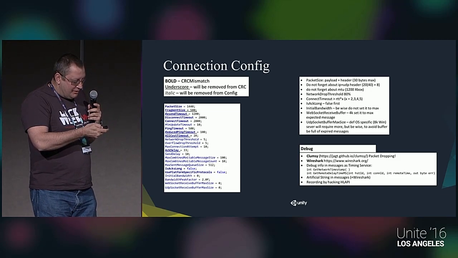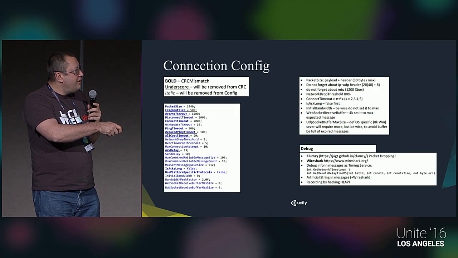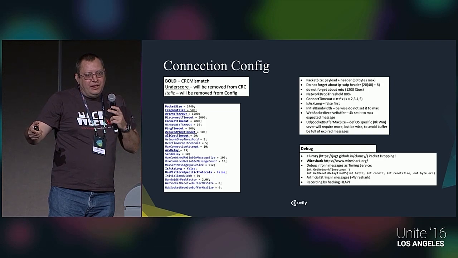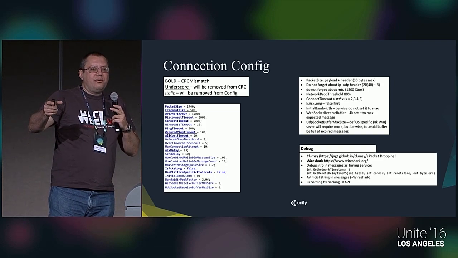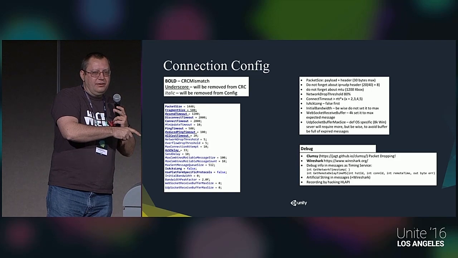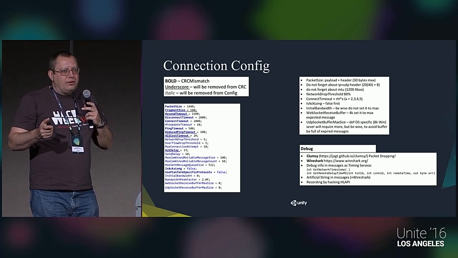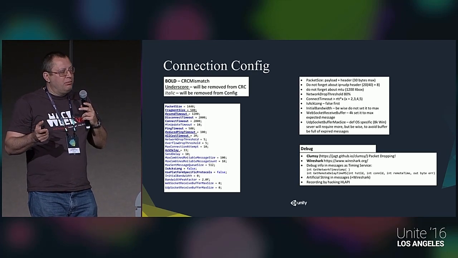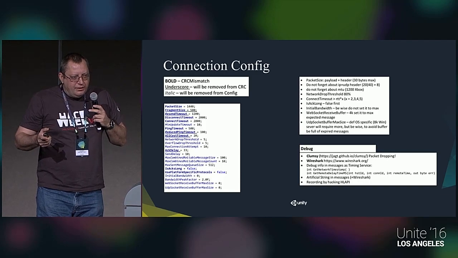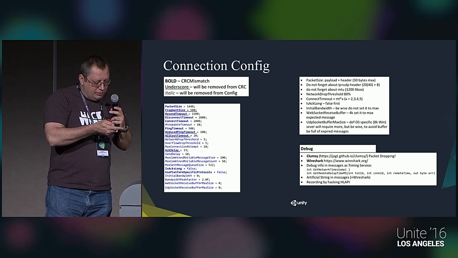UDP socket receive buffer max size is by default 4K. It's actually the receive buffer of the UDP socket. It defines how many UDP packets can wait on the UDP socket before they are consumed by the library. Imagine that you set it to 1 megabyte and you've got 100-byte UDP packets. This means that on the socket, a couple of thousand packets may be written before they are consumed by the library. So check this parameter too.